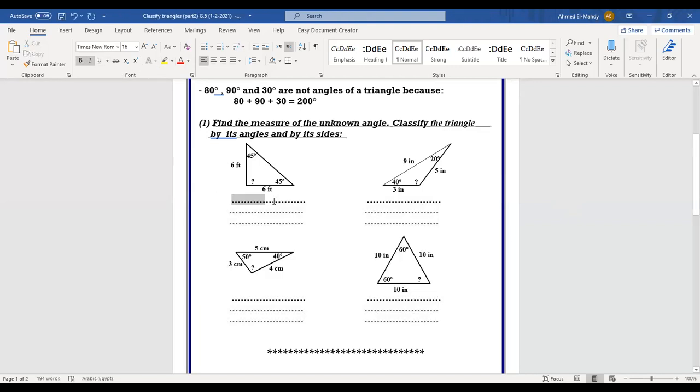The first triangle. We have 2 angles, 45 and 45, and I want to find the unknown angle measure. As we said in the explanation in the PowerPoint, to find the unknown angle, what is the step you will do? Always subtract 180 minus the sum of the given angles. So this one will be 180 minus 45 plus 45.